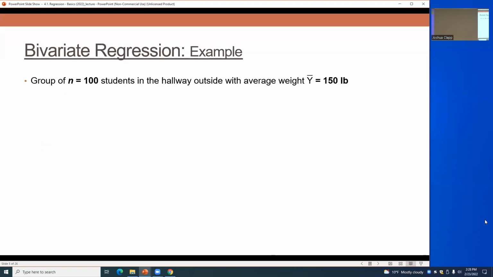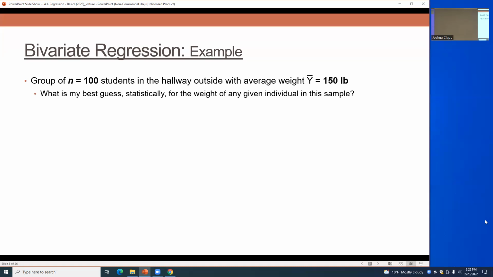All right. So conceptually, let's say I've got 100 students out in the hallway. It's a randomly selected sample of students, and we're all in here. All the students are out there. I can't see them. I just know that they're out there, right? And I know that the average weight of those students out in the hallway is 150 pounds. If I were to say, hey, Josiah, I've got an undergrad here. Tell me how much this undergraduate weighs.